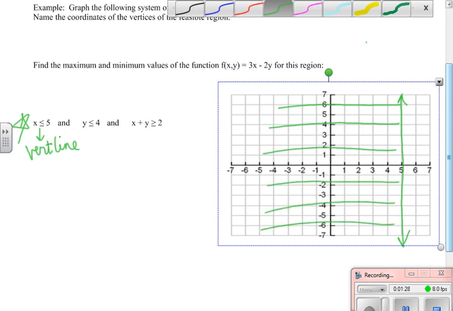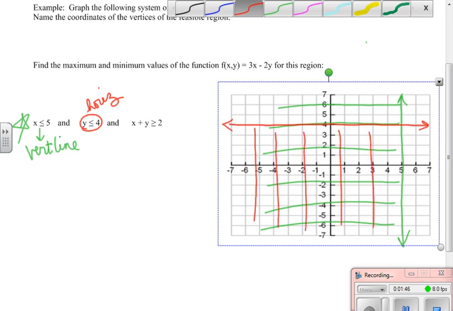So that one was fairly simple to graph. This is a horizontal line. y is less than or equal to 4, so I have another solid line, and everything below that. So I'm starting to see a bounded region show up.